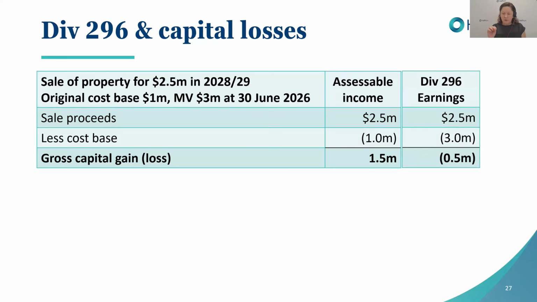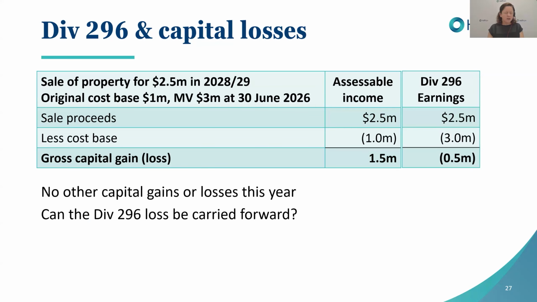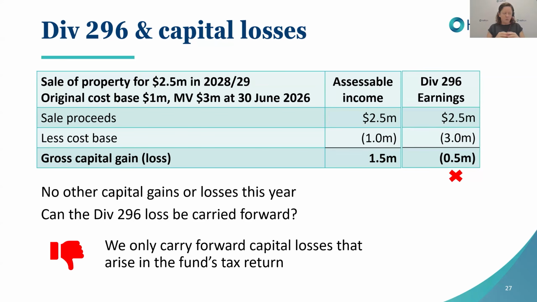For Div 296 earnings purposes though, sale proceeds 2.5, but different cost base, remember. Market value on 30 June 26 is the cost base, which was 3. So conceptually, we've made a capital loss for Div 296 earnings purposes. Now, let's say we don't have any other capital gains or losses for this fund in this particular financial year. Do we carry forward that Div 296 loss? No. We only carry forward capital losses that arise in the fund's tax return. For the fund's tax calculation, this fund made a capital gain. This is just a special Div 296 earnings calculation where we happen to have made a loss.